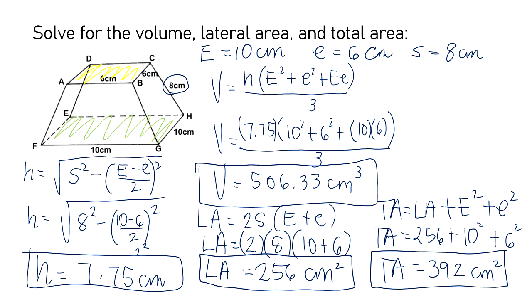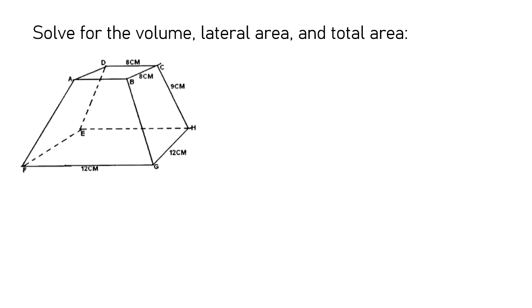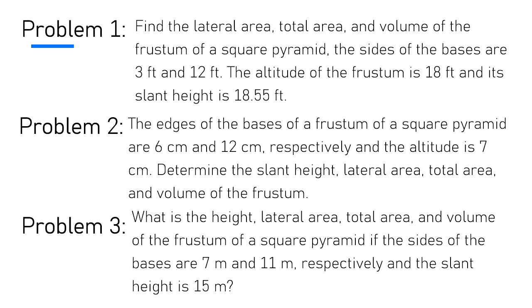Now for this example, height is 7.75 centimeters. Volume is 506.33 cubic centimeters. Lateral area is 256 square centimeters and total area is 392 square centimeters. Now, it's your turn to solve for a similar example. So solve this one. And for additional exercises, you may also solve the following problems.